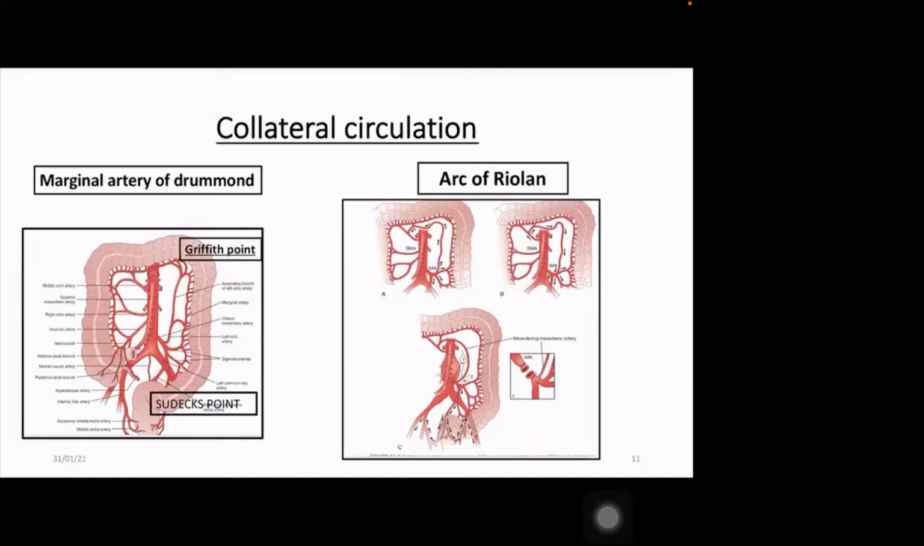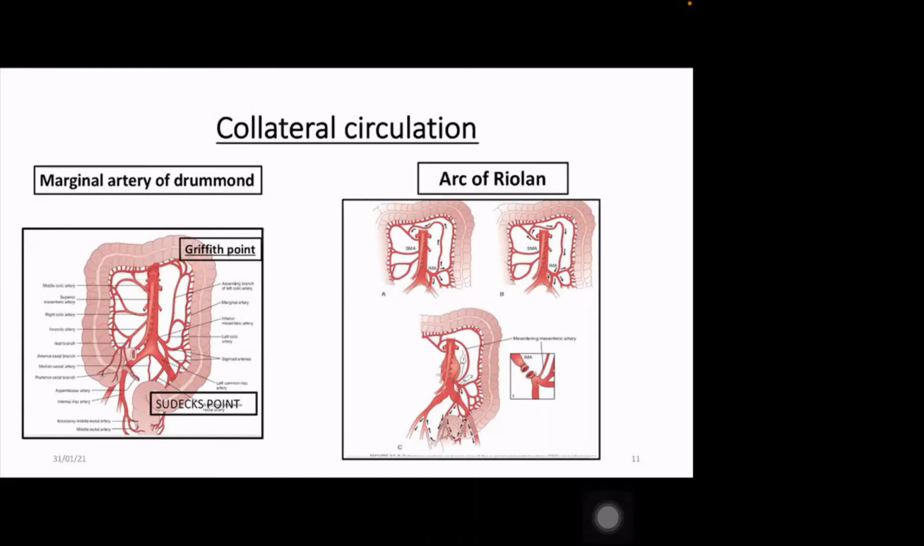So the most important aspect is, even if one of the branches is blocked, like even if the right colic is blocked, through the marginal artery branches, the ileocolic can supply the part supplied by the right colic. So one artery which is important for the collateral circulation in the colon is the marginal artery of Drummond. For example, even if the left colic is blocked, through the marginal artery, the SMA can supply blood through the middle colic and the marginal artery of Drummond.